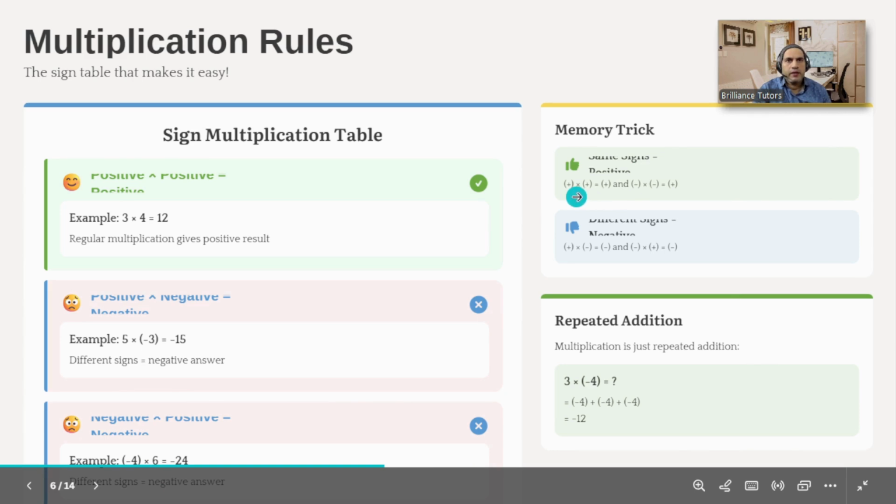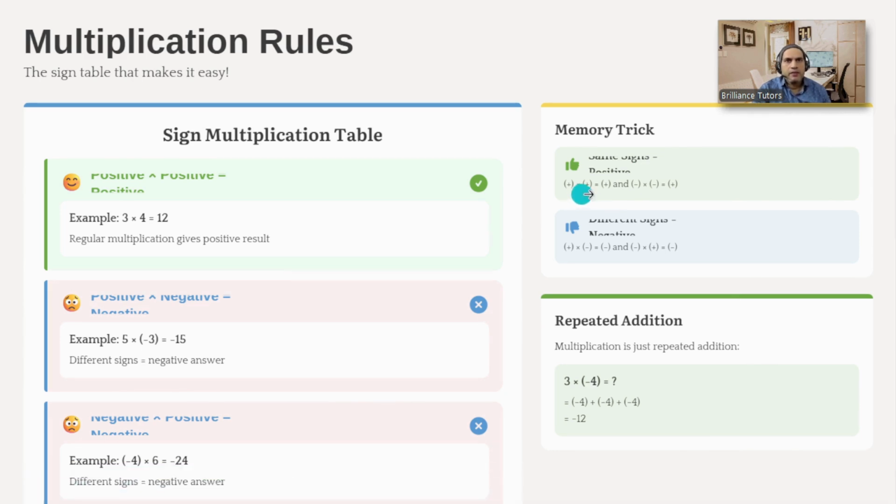Memory trick: if the same sign is multiplied, it's a plus. When opposite signs are multiplied, it's a minus. So plus into plus, the result will be plus, and the same thing here with minus and minus. If plus and minus, opposite signs, it's a minus. Here is also opposite signs, minus into plus, so it's a minus.